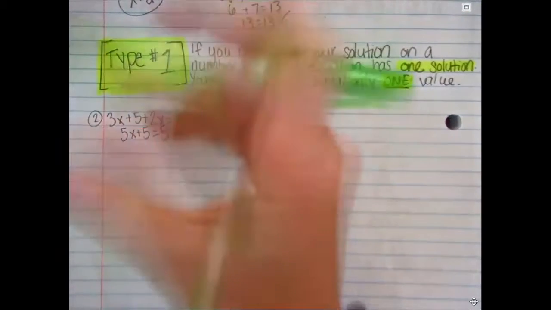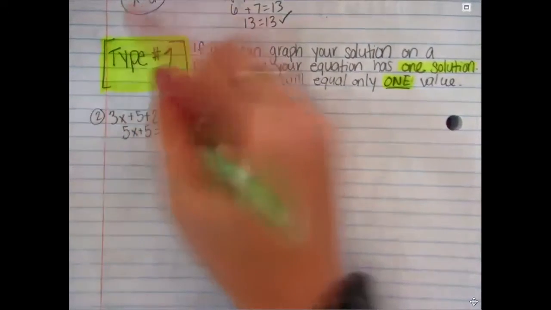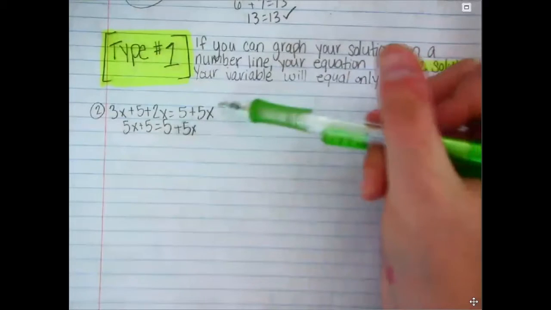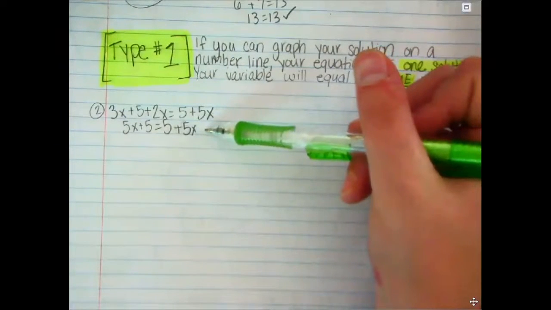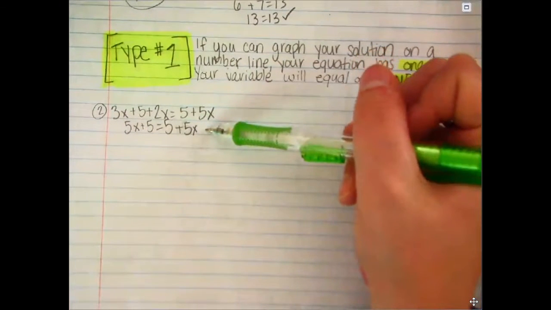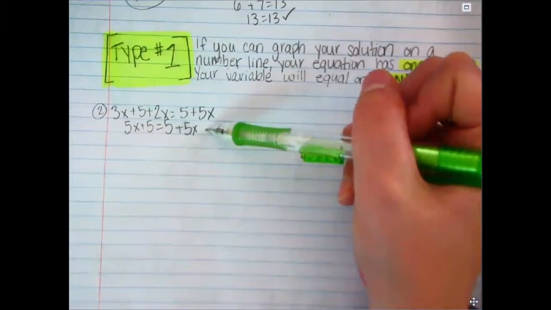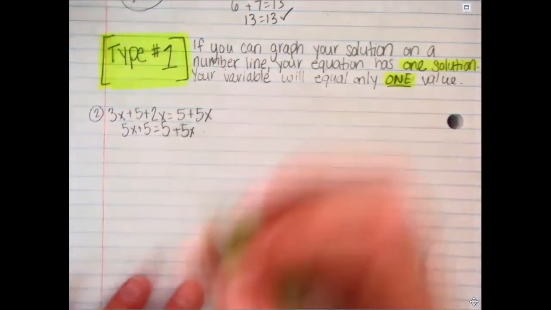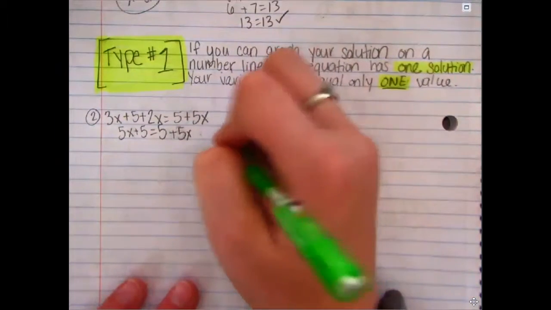And right now, what do you notice about the 2 sides of our equal sign? What are they? Equal. They're exactly the same. So if you have one side equal to the other side, or your 2 sides are equivalent, you're going to have an infinite amount of solutions. So that is the second type.